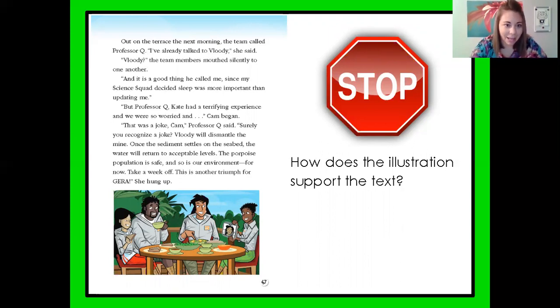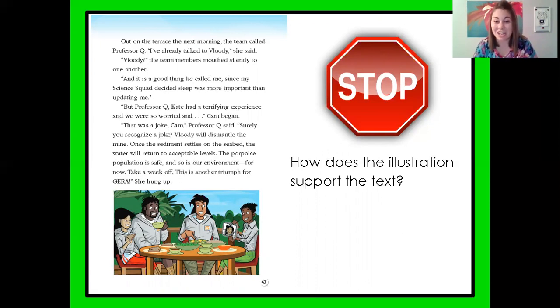"Bloody will dismantle the mine. Once the sediment settles on the seabed, the water will return to acceptable levels. The porpoise population is safe, and so is our environment. For now. Take a week off. This is another triumph for Gara." She hung up.